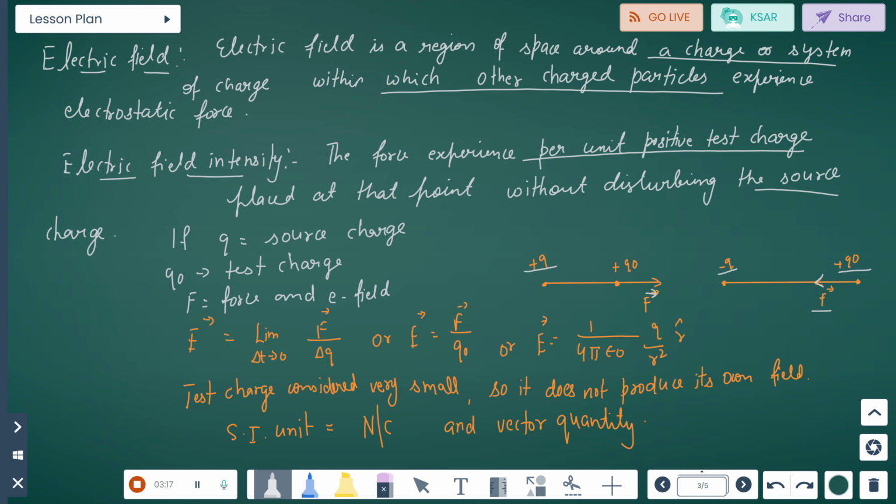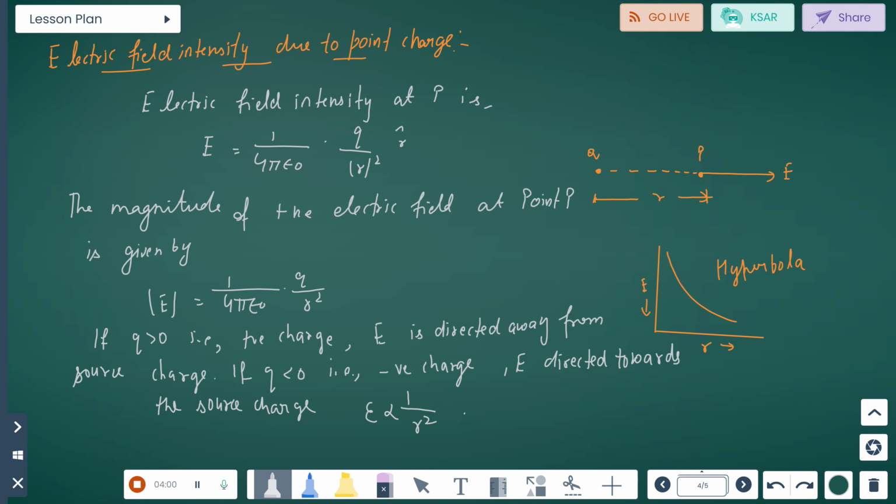Then if Q is source charge, Q naught is test charge and F is force, then electric field E is equal to limit delta Q tends to 0 of F by delta Q, or E is equal to F by Q naught, or E is equal to 1 by 4 pi epsilon naught Q by r square r vector. The test charge is considered very small, so it does not disturb the electric field. Then we can say that it is the force experienced per unit positive test charge. SI unit is N by C and it is a vector quantity.